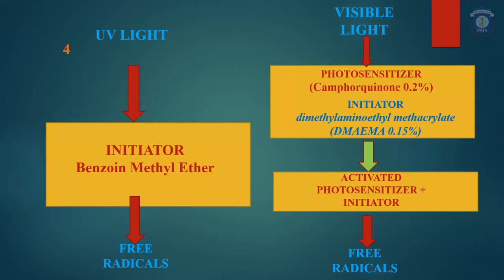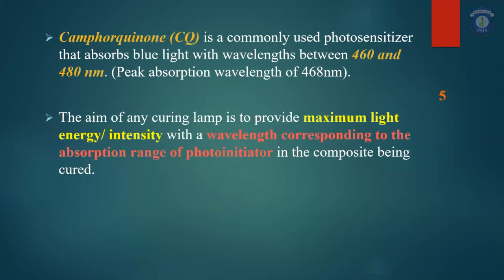Whereas in the case of visible light, it will act on a photosensitizer named camphoroquinone, which is available at a concentration of 0.2%, which will in turn act on an initiator, dimethyl aminoethyl methacrylate. And this activated photosensitizer and initiator combination will in turn generate free radicals. And generation of free radicals is mandatory for converting the monomer into its polymeric form.